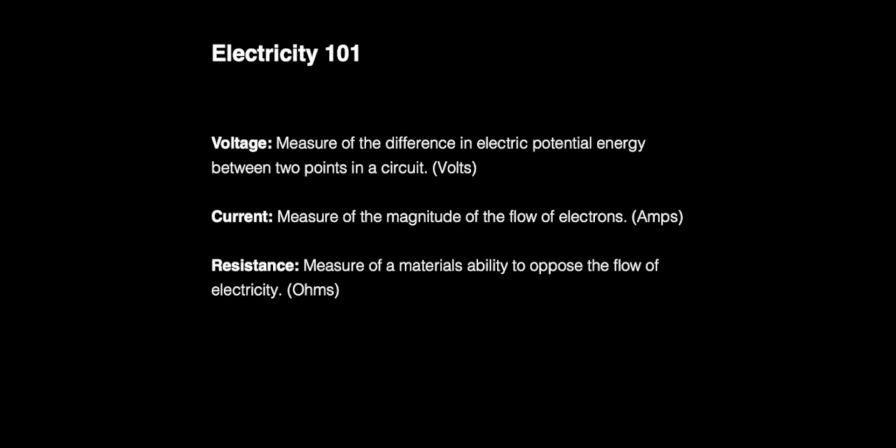Okay, so for just a very high level look at what electricity is, there's three different things that you really need to have a basic understanding of. There's voltage, which measures the difference in electrical potential energy between 2 points in a circuit, which is represented by volts. Current is a measurement of the magnitude of flow of the electrons, which are amps. And then resistance is the measurement of a material's ability to oppose the flow of the electricity. So it kind of squeezes out the amount of current that could flow through it. And those are represented by ohms.